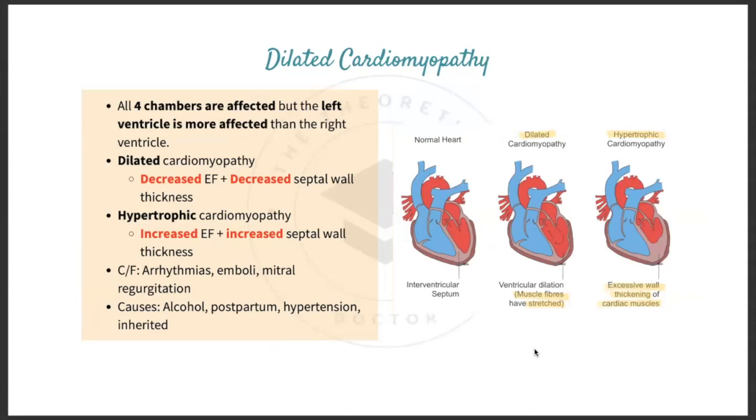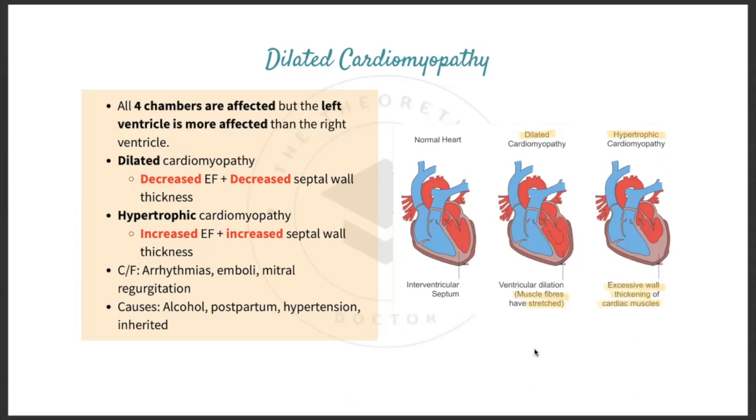So in cardiomyopathy, all 4 chambers are affected, but the one that is affected more would be the left ventricle. And there are actually 3 types of cardiomyopathy, but for the exam, just remember there are 2 types, dilated and hypertrophic. So in dilated cardiomyopathy, basically there's dilatation. The balloon is too big, let's say. So there is decreased ejection fraction and there is decreased septal wall thickness, because just remember dilated, it becomes bigger.